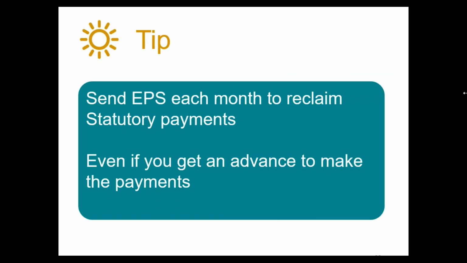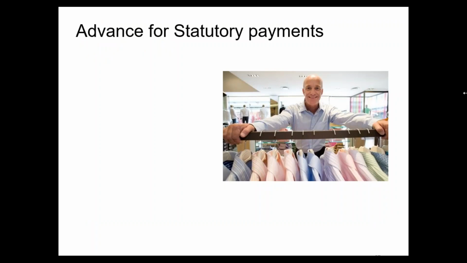It's important to know you still need to send an EPS to confirm the amount of the statutory payments you can reclaim each month, even if you get an advance. This is so HMRC can reduce their record of the amount you've had in advance by the amount that you're reclaiming. Let's look at an example of that.